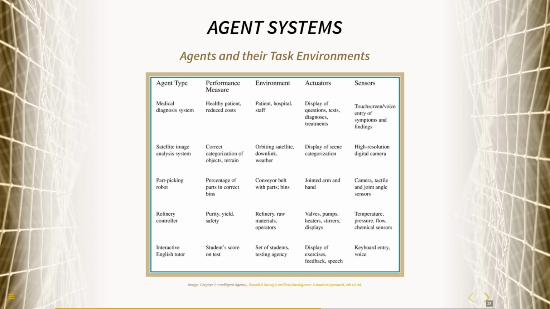So if we take, for example, the part-picking robot in row 3 of this table, we see that the performance measure that we're going to use is the percentage of parts in correct bins. The environment is the conveyor belt onto which it is bolted. Its actuators are the arms that it uses to pick stuff, and the sensors are cameras.